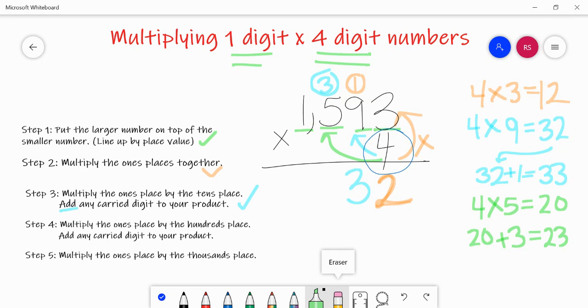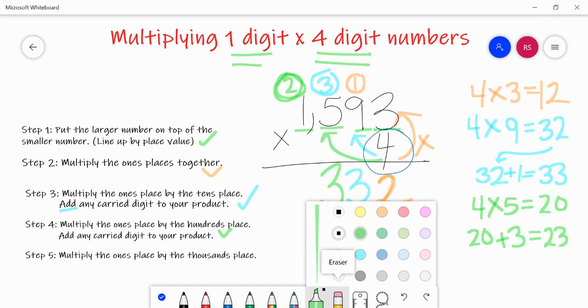Again, I know I can't put 23 in the hundreds place, so I'm going to rethink about this as, okay, 23 hundreds. Well, that's 2,300. So I'm going to have to put my 3 in the hundreds place where it belongs and carry my 2 into the thousands place.